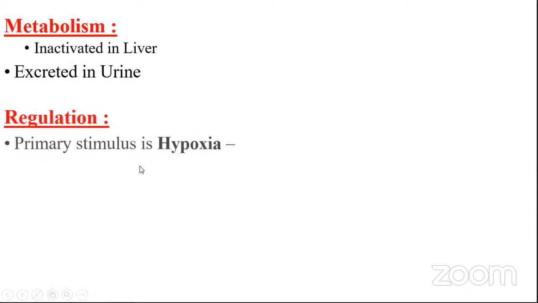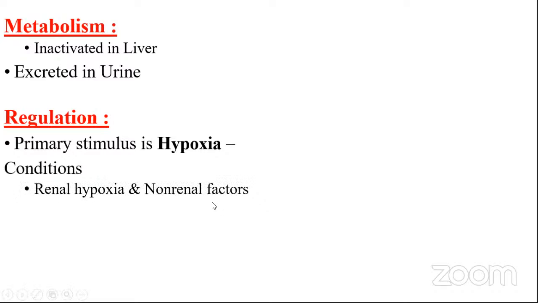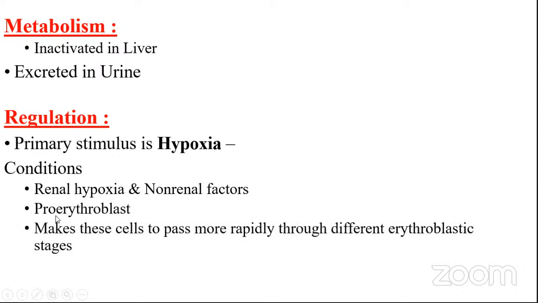Regarding metabolism, it is inactivated in the liver and excreted in the urine, and it is regulated mainly by hypoxia, renal hypoxia, which will stimulate the synthesis and release, because 85% of the erythropoietin is released by the kidney. Mainly renal hypoxia, and some other non-renal factors can also induce it, and the pro-erythroblast itself can regulate the erythropoietin levels, making the cells go more rapidly through the different phases of erythropoiesis.